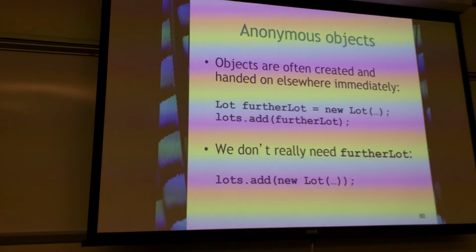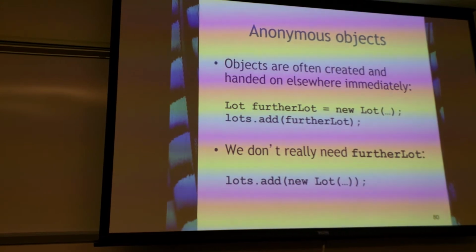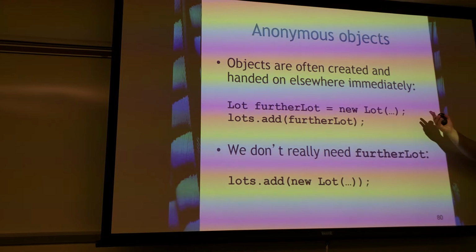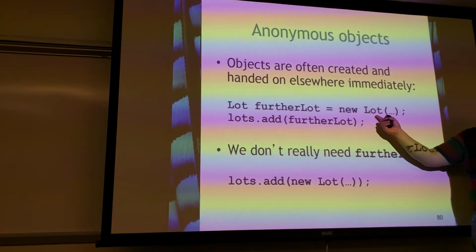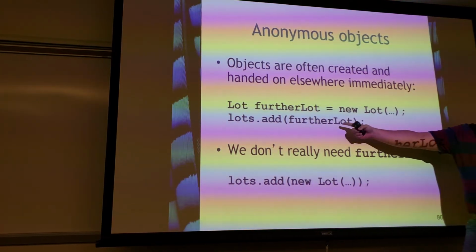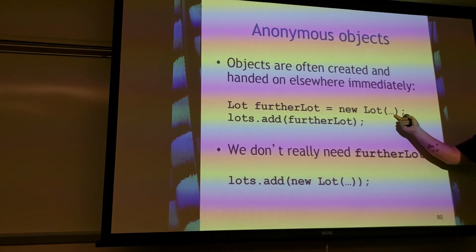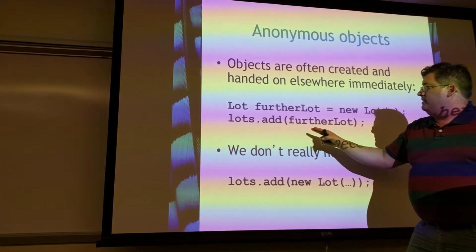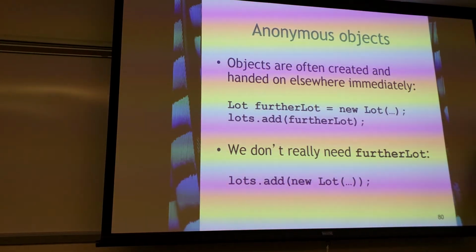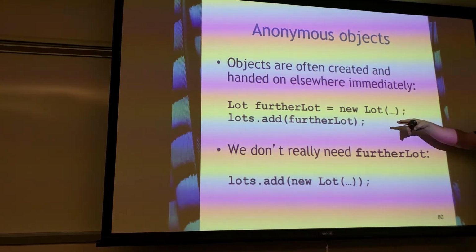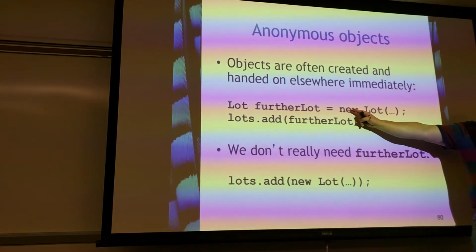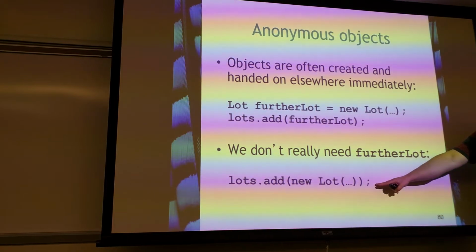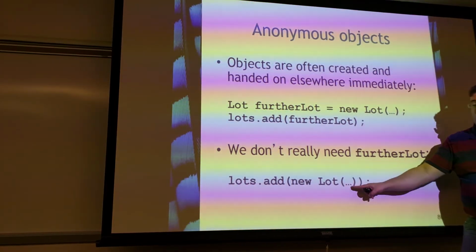Okay, so that's null. Anonymous objects, we already talked about this, so this is just a refresher. This is an example from that auction idea where I can have an auction lot. I just say further lot equals new lot. And then I have a collection called lots, and I just add the further lot to the lots. Well, if I'm never going to use further lot again in the rest of my code, I really don't need it. I could just do it this way. Lots.add new lot.